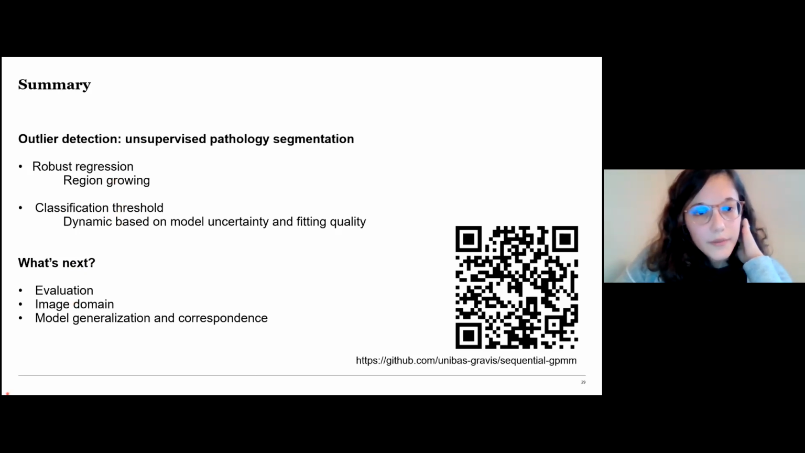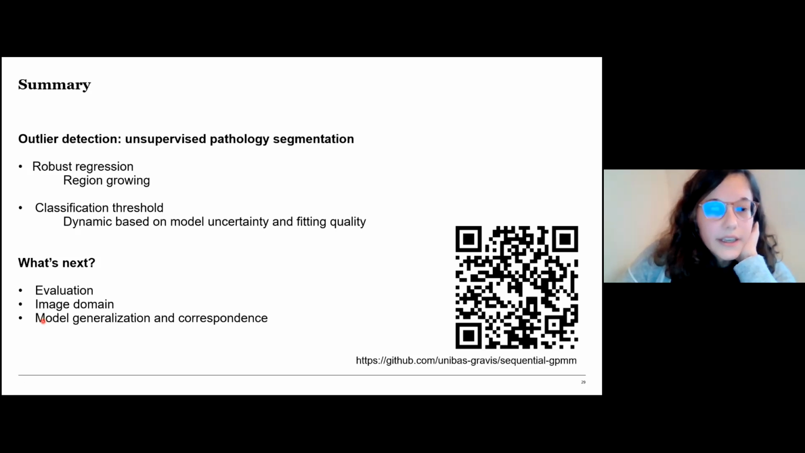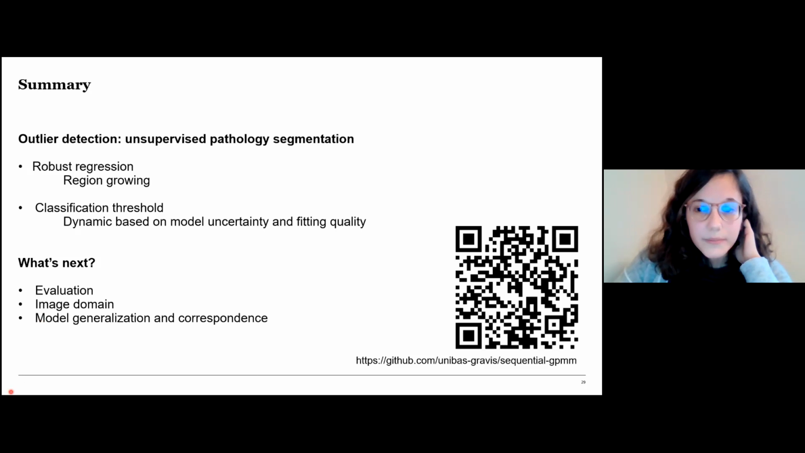And you also need the classification threshold, which we propose to do dynamically using the remaining model uncertainty in the GP model. And for next steps, evaluation on the image domain would be very useful, like for the kidney, as I said before, and also different methods to evaluate how good a model is in generalizing and how good the used correspondence for the segmentation is. And with that, I come to the end. So thank you very much for your attention. If you have some questions later on, or if you want to take a look at the code, you can also let me know.